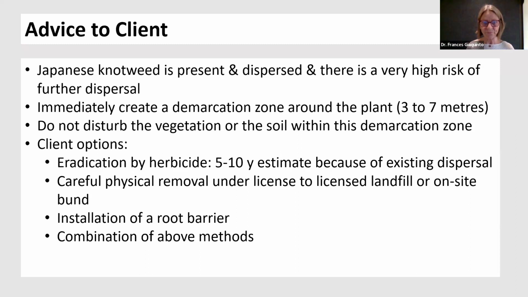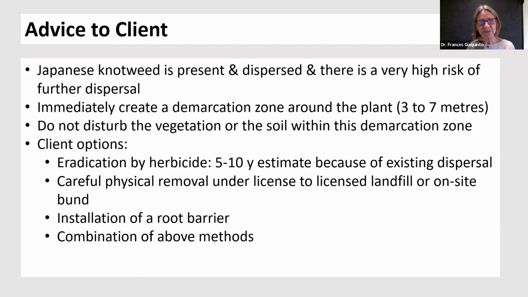Okay. You can physically remove it, but Japanese knotweed is controlled by legislation. It has to be done under license. That makes it very expensive. If you take it off the site, it's going to cost you tens of thousands. You can bund it on the site. So what you do in that case is you dig up the plant, you put it in a specific area wrapped up in a Japanese knotweed barrier membrane, and you put it right out of the way so that the renovation of the structure can proceed. So that's also a method.